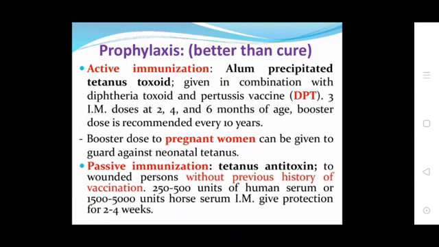Passive immunization. Tetanus antitoxin for a person with a wound and without previous history of vaccination: 250 to 500 units of human serum, or 1,500 units of horse serum. It gives protection for 2 to 4 weeks.